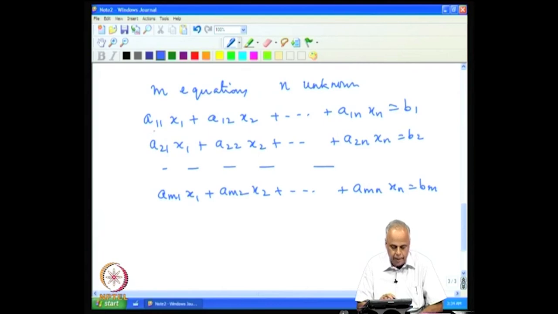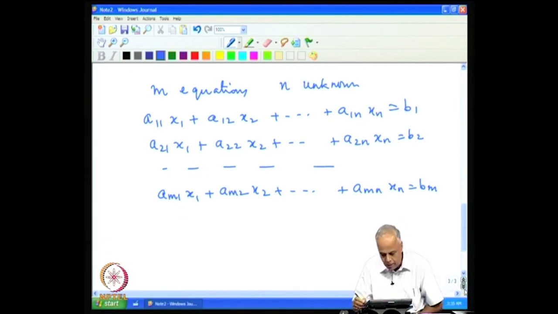Here, in the a's, for example in a22 or am2 or amn, the first index refers to the number of the equation. So, in the second equation, all of them will have the first index as 2: a21, a22, a2n. And the second index refers to which unknown they are referring to. a11x1 means it is the coefficient of the first unknown, a22x2 means it is the coefficient of the second unknown, amnxn means it is the coefficient of the nth unknown. Such a system is what we will be considering in general.